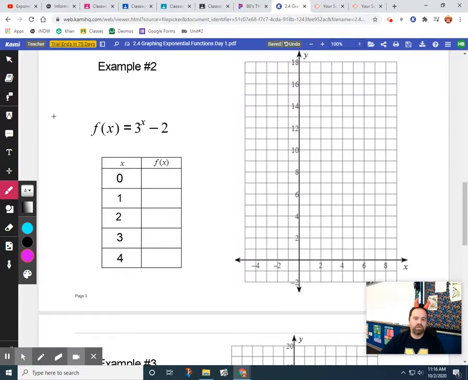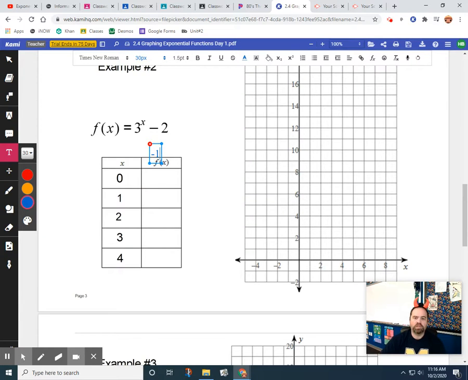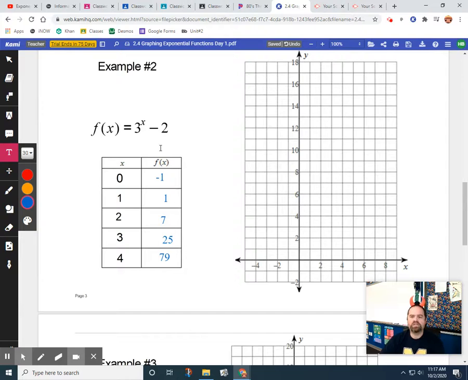All right, so next one, it's still basically the same evaluation. I've changed the base to 3 instead of 2, but I have added this -2 at the end. So you're still going to evaluate the exponential part, 3 to the 0, 3 to the 1, 3 to the 2, and so on. And once you've done that, subtract 2. That's going to be your f of x value. Remember, 3 to the 0 power is 1. Subtract 2, now it's at -1. Pay attention to the graph and see if you can figure out what that -2 actually did to the graph.